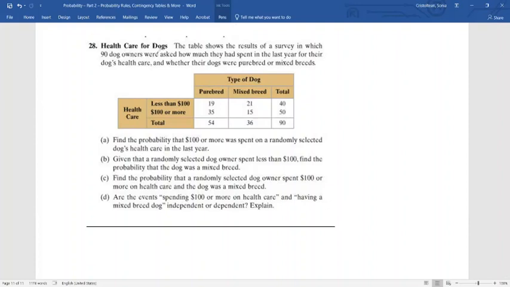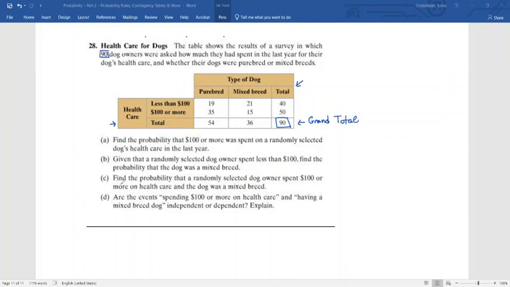Let's now take a look at this problem involving another contingency table, and we will answer all of these 4 questions. Healthcare for dogs. The table shows the results of a survey in which 90 dog owners were asked how much they had spent in the last year for their dog's health care and whether their dogs were purebred or mixed breed. Right here we have the type of dog, purebred or mixed breed, and how much money they spent, less than $100 or $100 or more. Right here we have the partial total for each one of these rows, columns, and here we have the total, which is the grand total, which is consistent with what is given in the problem.